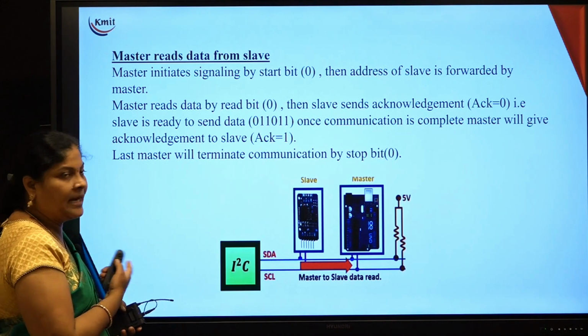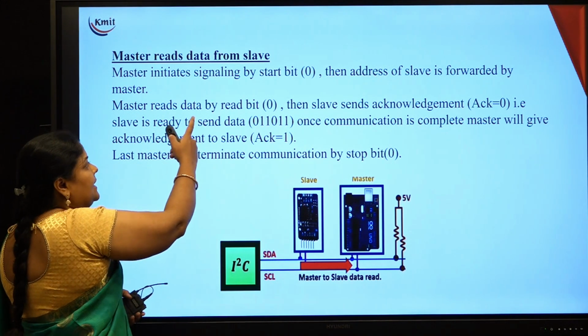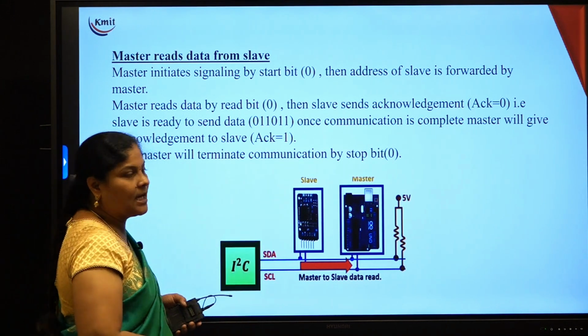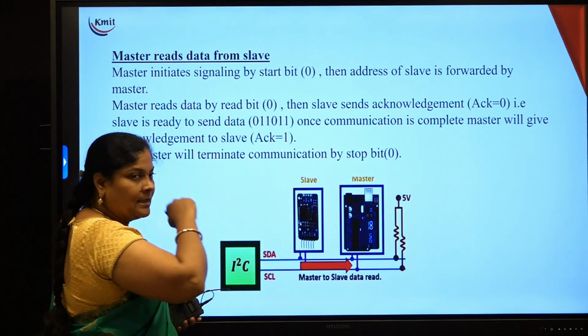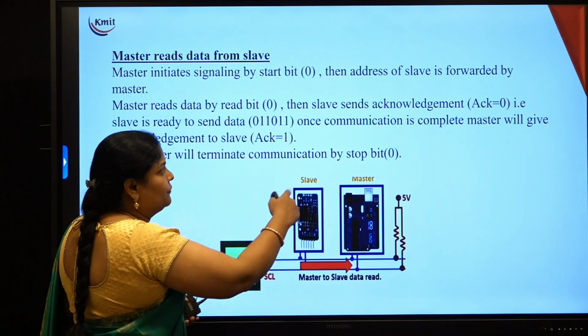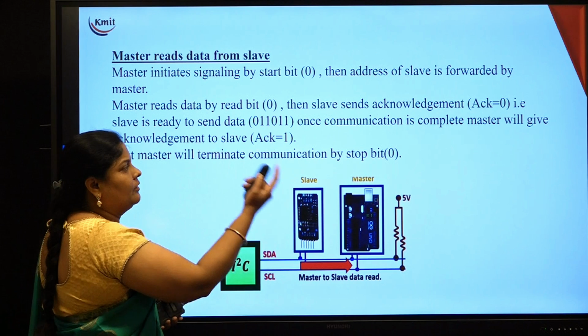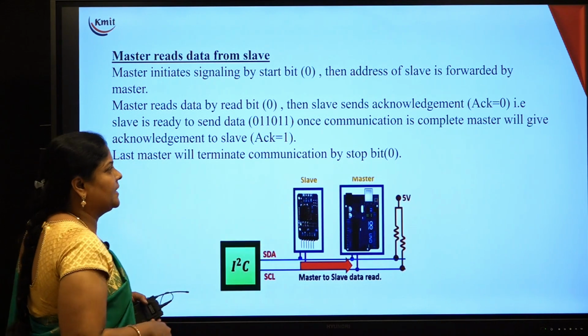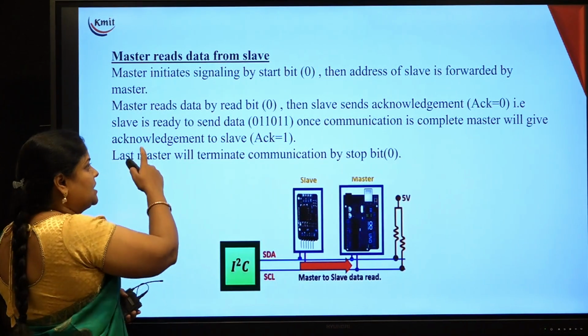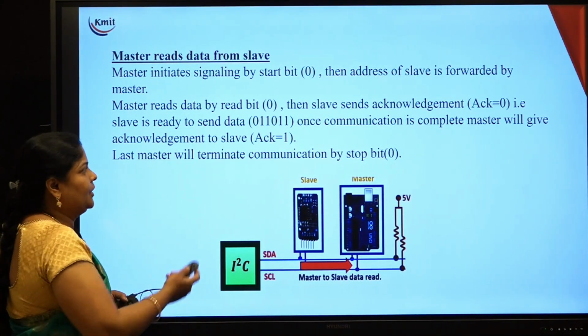There we had said write bit. Now here master reads data by read bit equal to 0. Then the slave sends the acknowledgement, that this is the slave you want to read the data from. So for the master to know, the slave sends acknowledgement as 0. What is the meaning of acknowledgement equal to 0? The slave is ready to send data.